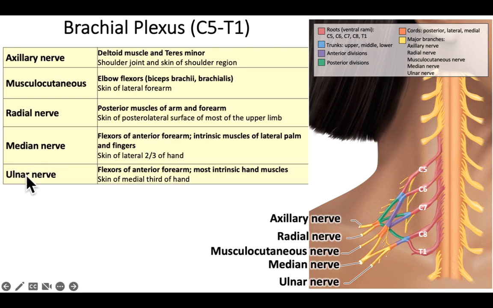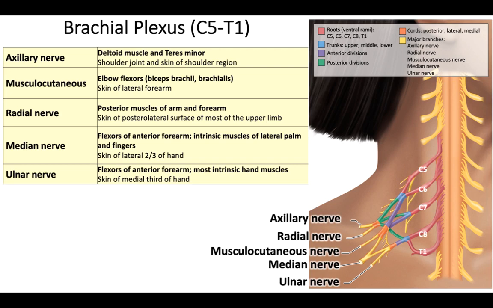Okay, then you have the ulnar nerve. It goes to flexors of the anterior forearm as well, and most of your hand muscles. And then the skin of the medial third of your hand. So medial third of your hand, if you're looking at your hand, is your pinky finger and your ring finger.